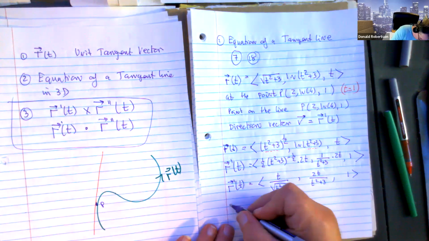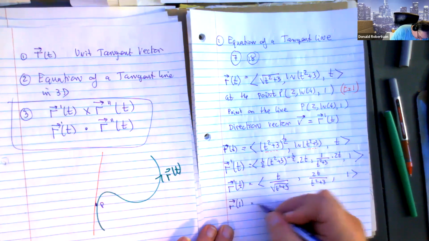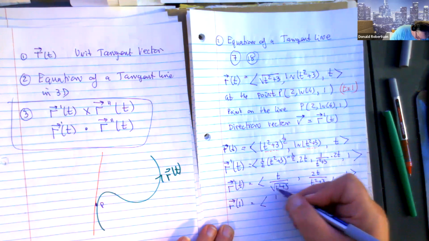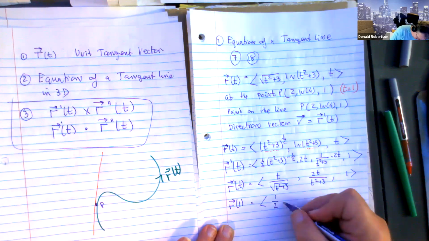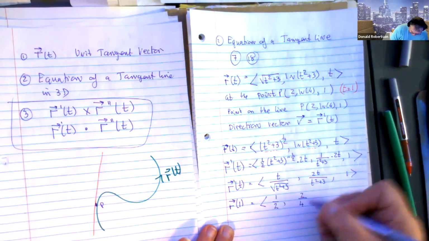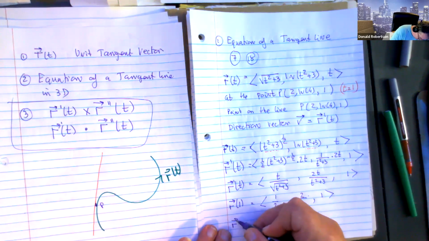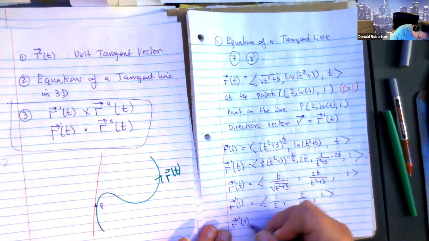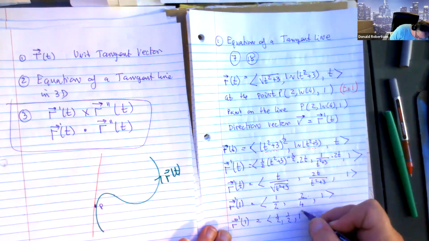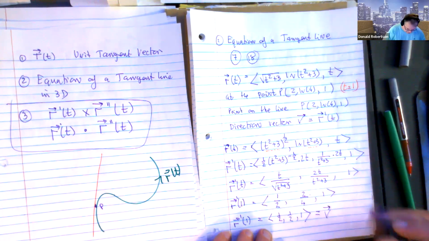Now, you want to find what the derivative is when t is 1. So it's going to be 1 on the top. 1 squared plus 3 is 4. Square root of 4 gets you 2, so that's a half. t equals 1 gets you 2 on the top, 4 on the bottom, which is a half, and that's a 1. So it looks like the derivative at 1 is the vector 1 half, 1 half, 1. And that is our direction vector that we're looking for.